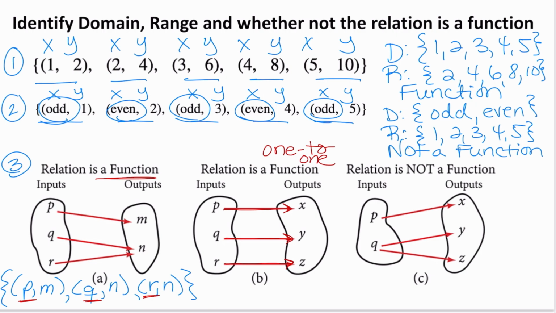Now, because those n's repeat, it doesn't affect whether or not the relation is a function, but for sure it is not going to be a one-to-one function because those n's do repeat.